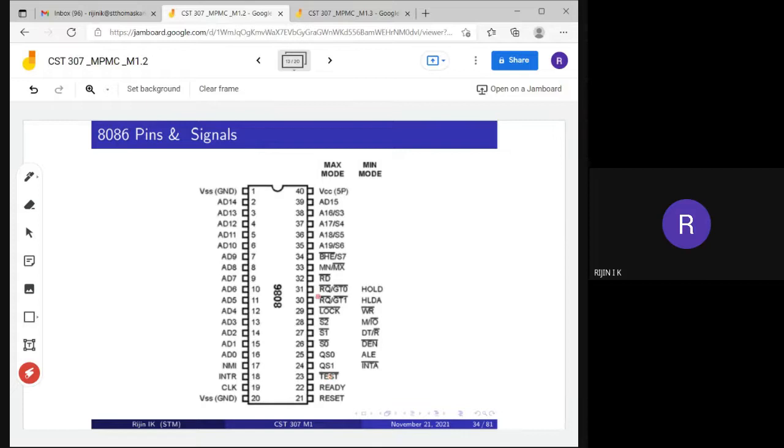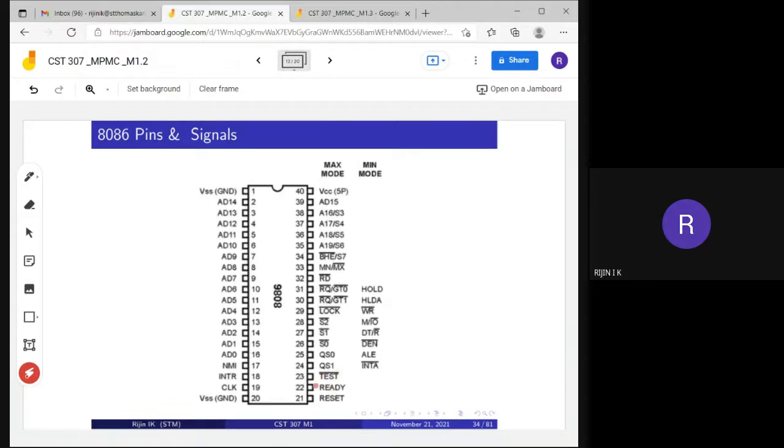Then next one is the test pin. This is also an input pin, which is used in case of wait instructions and so on. That means if the input goes low, then execution will continue, else the processor remains in the idle state. So that is the test pin.